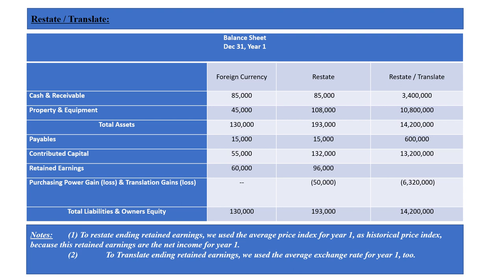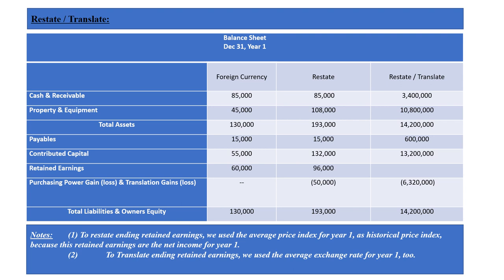We started with restate. We mentioned before monetary items will not be adjusted. So cash and the account receivable, we use the same amount, 85,000. Payables, we use the same amount, 15,000. The property, plant, and equipment has to be adjusted: 45,000 times the current price index over the historical price index. The result is 108,000.